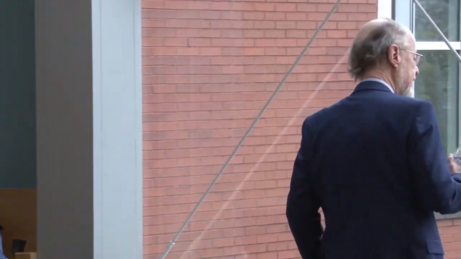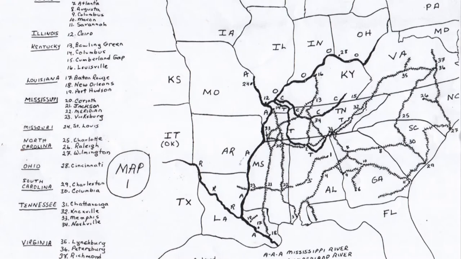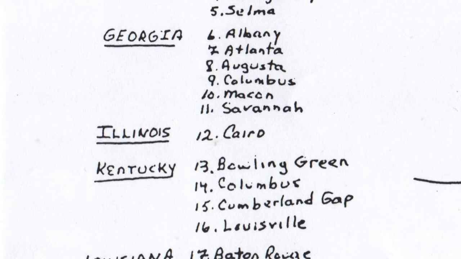But fortunately, the war was not limited to Virginia. It was not in Virginia that the military outcome of the war was decided. It was decided elsewhere. And that is the purpose of this map that I gave you. Unlike a lot of Civil War maps, this one is centered on the most important military point in North America. It's number 12 on that map, Cairo, Illinois.